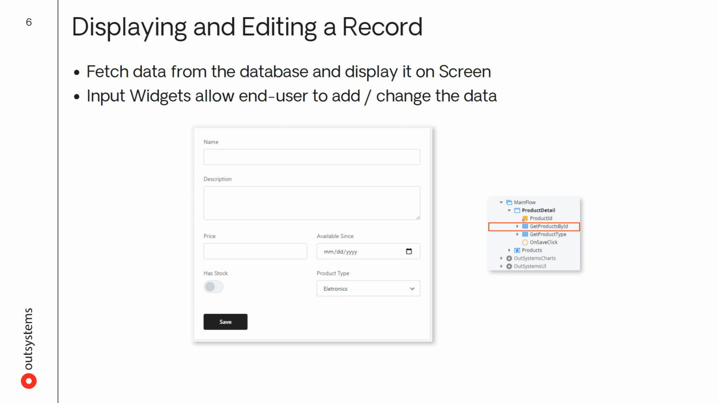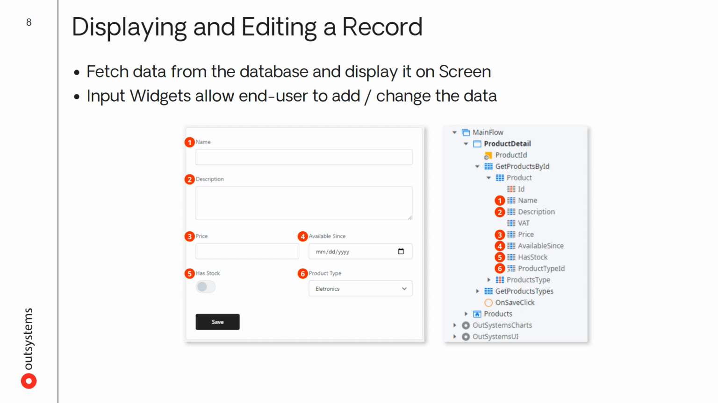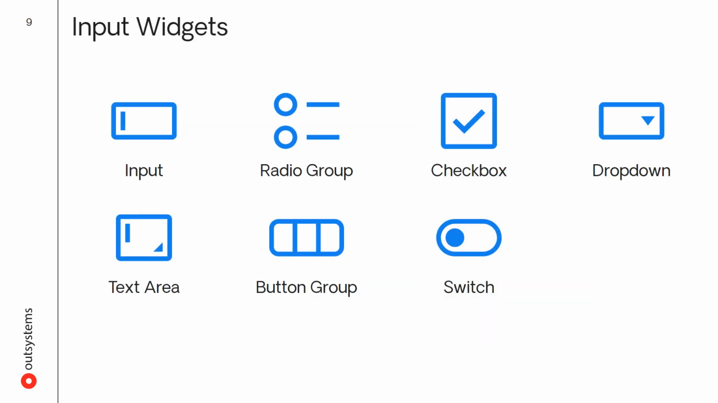So a common use case for a detail screen has an aggregate to fetch the data from the database. The data fetched is uniquely identified by the input parameter of the screen, which is used in the aggregate to filter the query. And then we have a form with multiple input widgets, where each input is bound to an attribute returned by the aggregate. There are multiple input widgets that we can use. Some of the input widgets are designed for specific scenarios and data types.